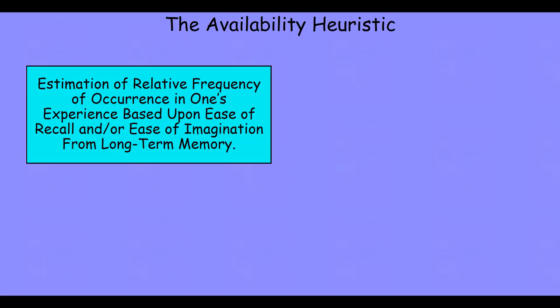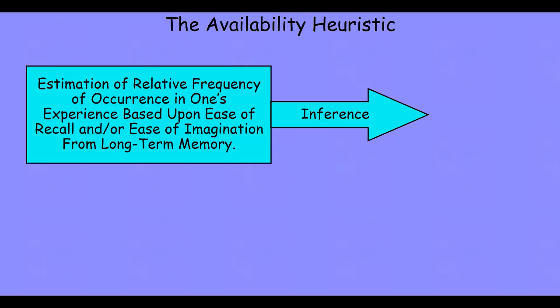When we use our availability heuristic, we make an estimate of the relative frequency of the occurrence in our sample. That is, all of our experiences in long-term memory. How do we make that estimate? Well, how easy is it for us to recall instances of it? How easy is it for us to imagine it happening? If things are easy to recall or easy to imagine, they must have happened a lot, and hence there's a high frequency in the sample. If they're hard to recall or hard to imagine, they must not have happened very often, and hence there's a low frequency in the sample.